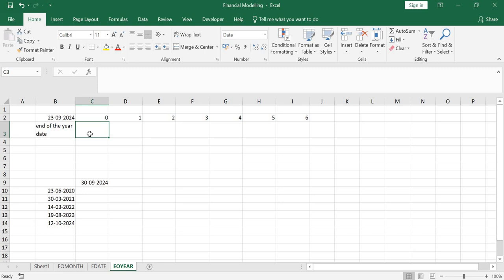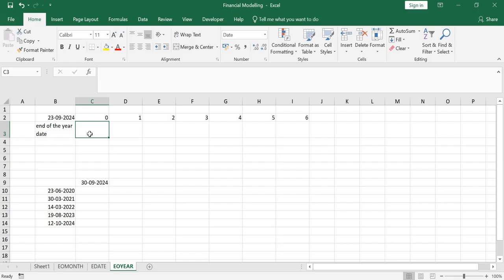Now the question arises why we are using the end of the year date. Why there is a need for calculating the end of the year date in financial modeling. Now let's say I say that you have taken a loan. Now you have fixed the EMI which is the last day of the year.